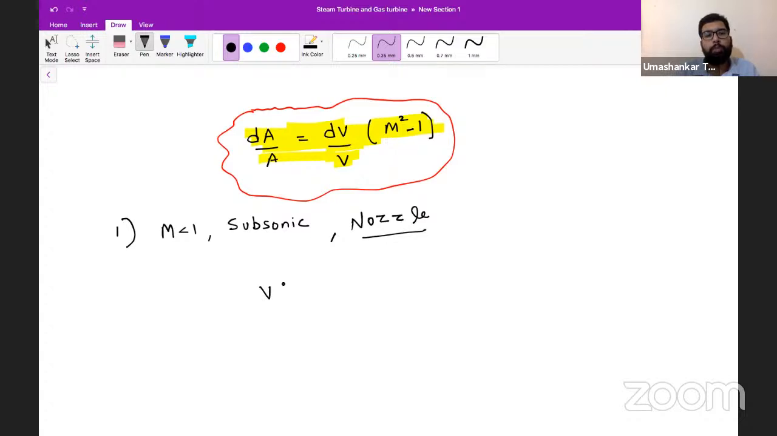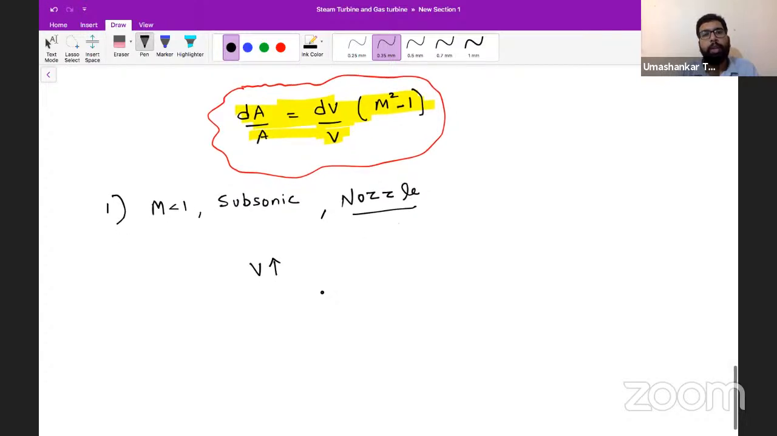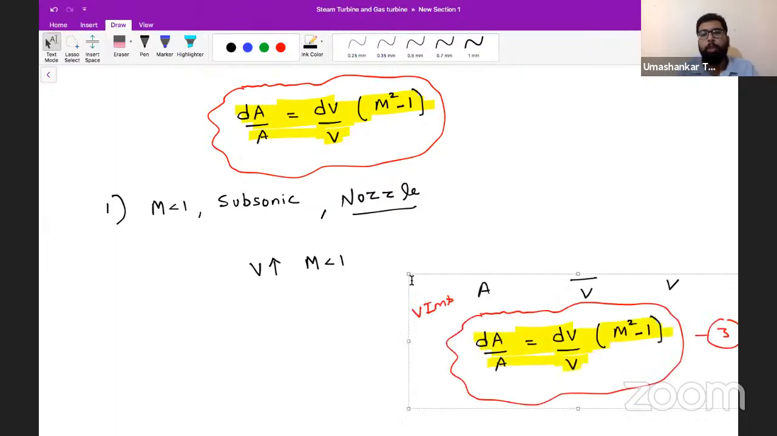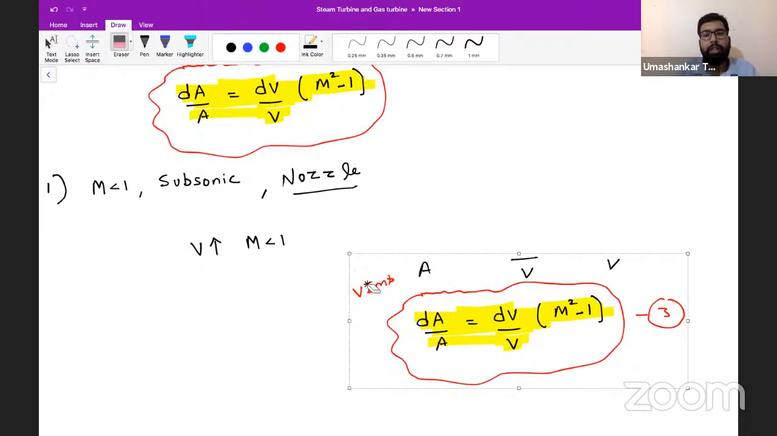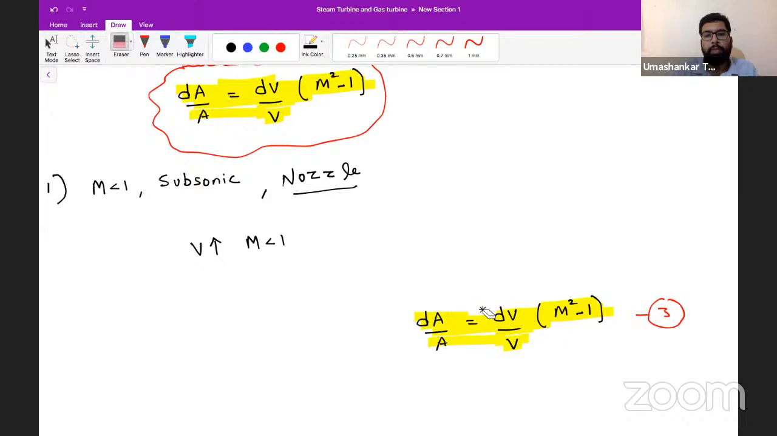In a nozzle, what must be there? Velocity must be increased. And the Mach number is less than 1 for the subsonic case. So in this relation, if the Mach number is less than 1, observe here please, this entity is certainly going to be a negative value.